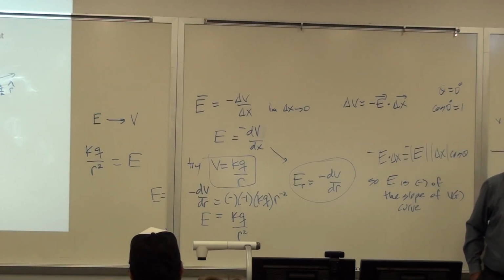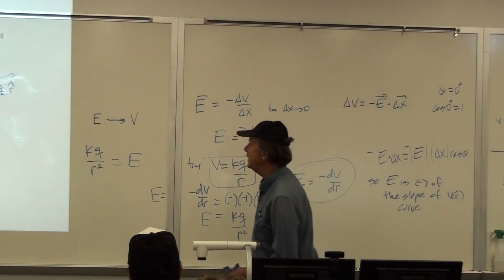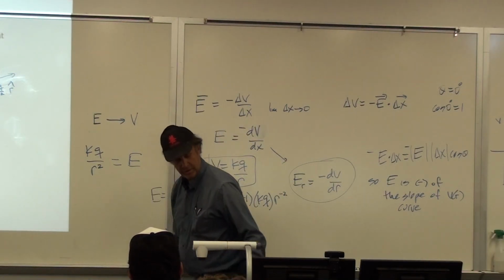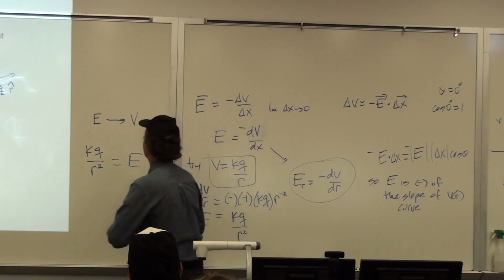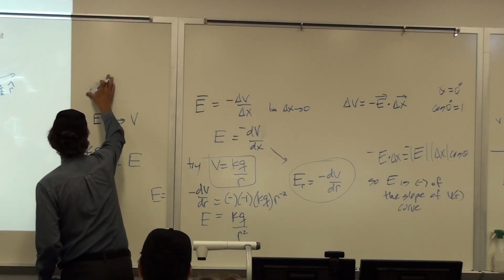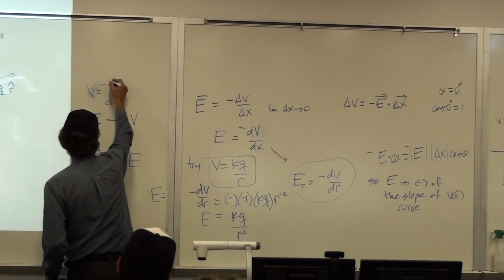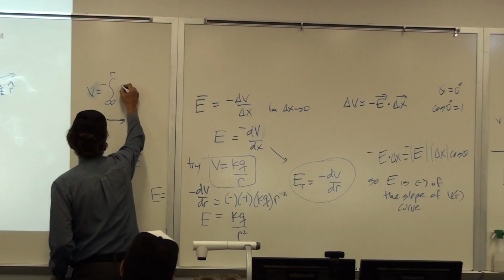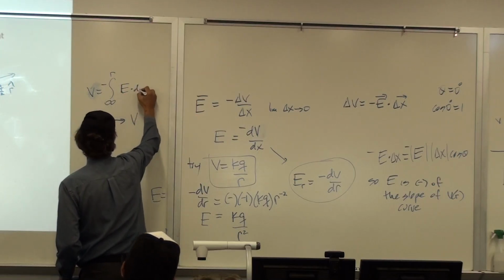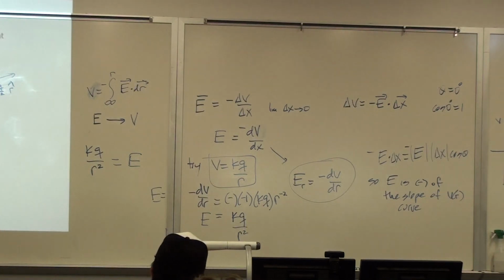Any other questions? Okay, now if you like the more rigorous definition, you can look at what they do in the book. V is equal to minus the integral from infinity to R of E dot dr. And you'll get the same answer.